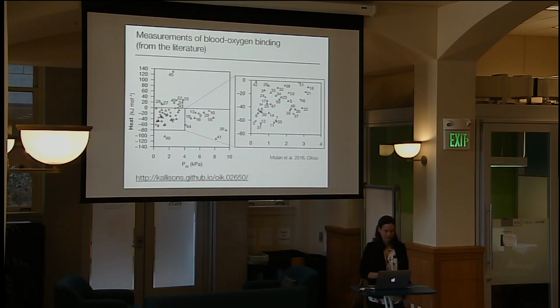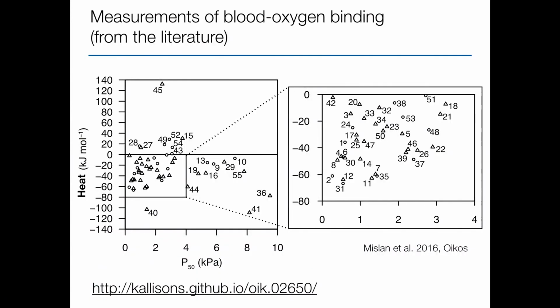So what I did is I went to the literature and looked for both benthic and pelagic animals. What I found was just over 50 animals. I plotted them here, and what I was looking for was whether they were very different from each other, so whether they had a very different P50 or a very different heat of oxygenation, and whether these animals had a diversity in that. And what this graph shows is yes, they do. There are animals with a broad range of different parameters for these two measures.